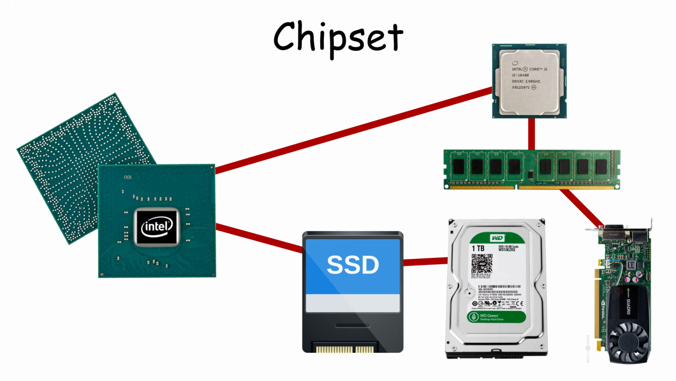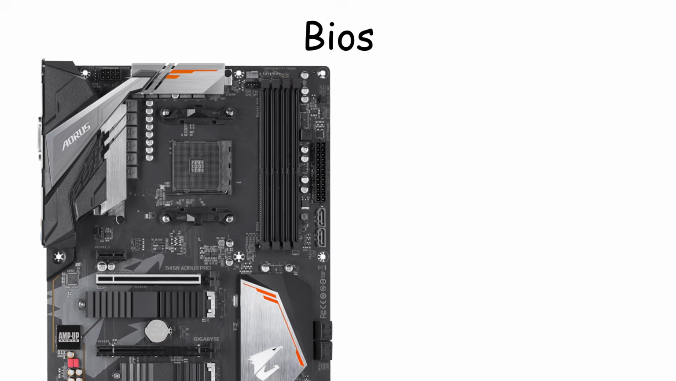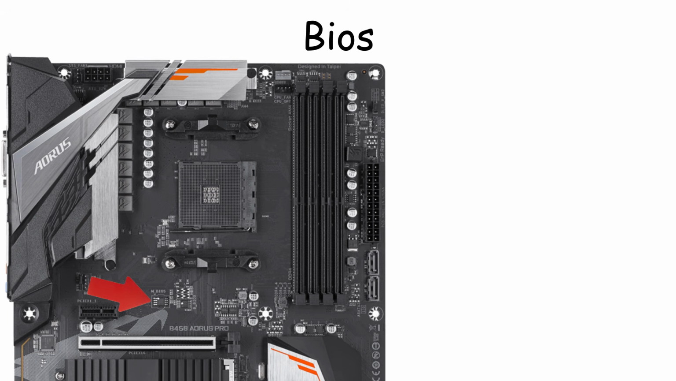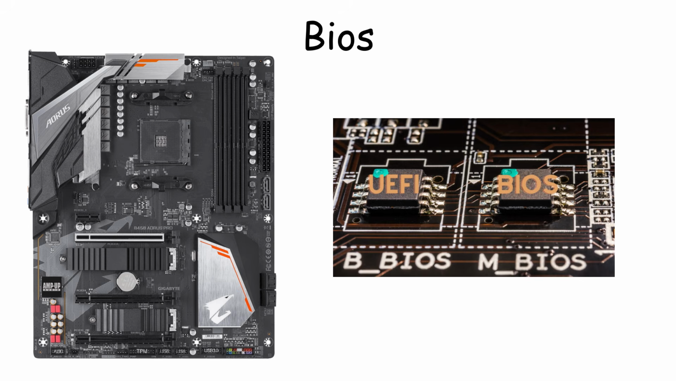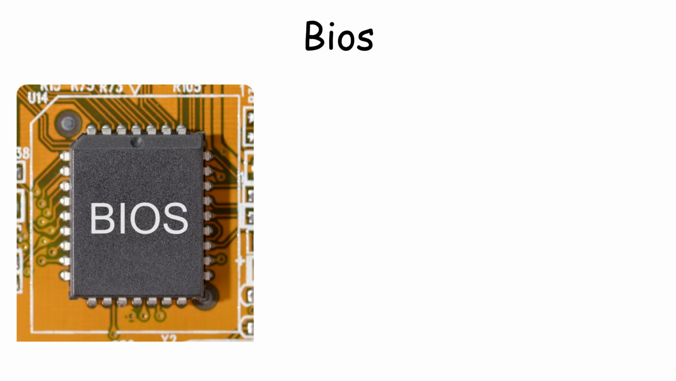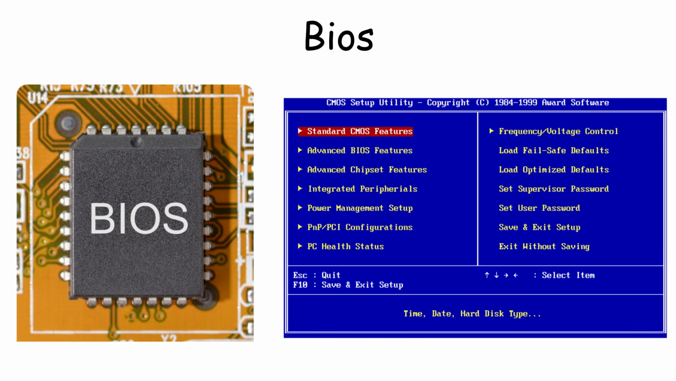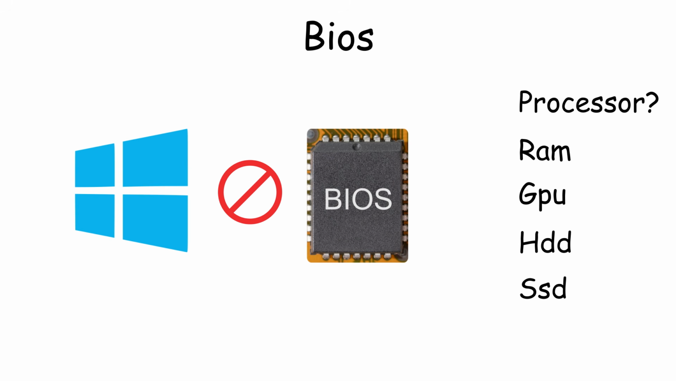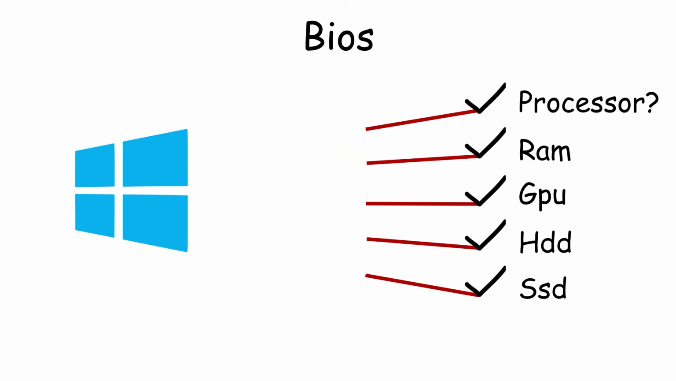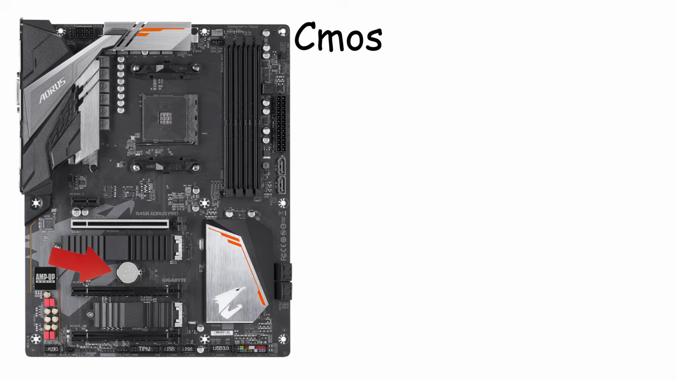storage, and peripherals. BIOS. Below the CPU socket, you will also find a small chip called the BIOS or UEFI chip. This chip contains the firmware that starts your computer when you press the power button. Before the operating system loads, the BIOS performs basic checks on the hardware and prepares the system so everything can start properly.